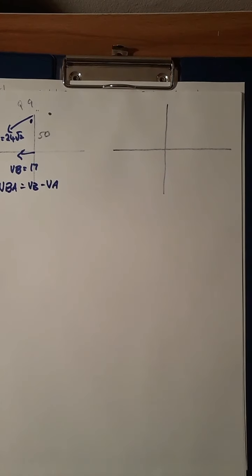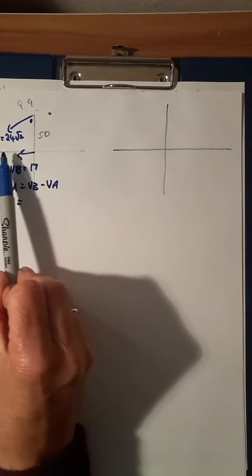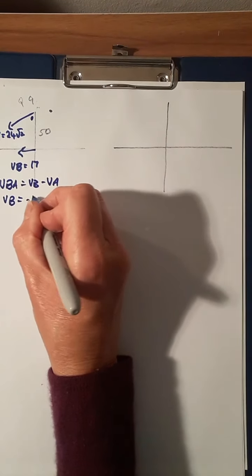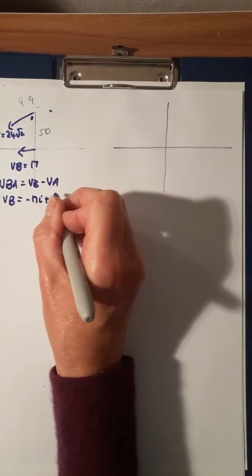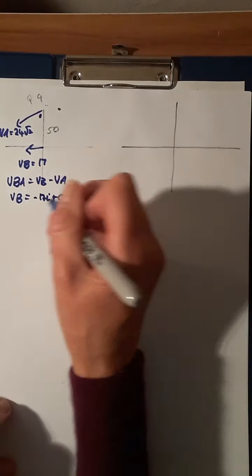So first of all, I'll get them both in their IJ forms. The velocity of B is travelling just in the I direction, along the I axis, but in the negative I direction because it's going west. So that's going to be minus 17I plus 0J. Now VA, you've got to do a bit of work for VA.